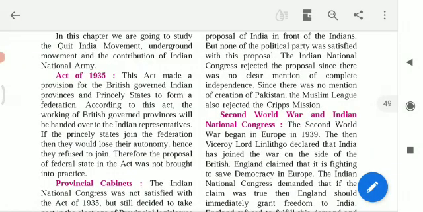But none of the political parties was satisfied with this proposal. The Indian National Congress rejected the proposal since there was no clear mention of complete independence. Since there was no mention of the creation of Pakistan, the Muslim League also rejected the Cripps mission.